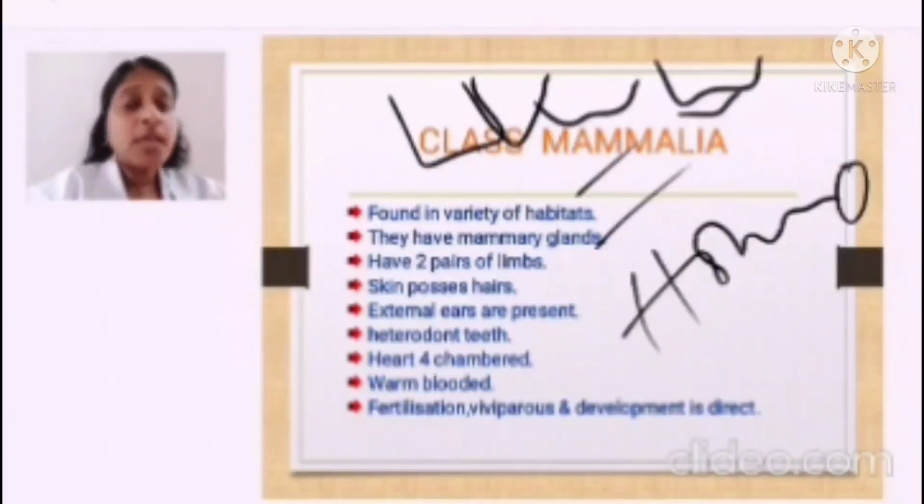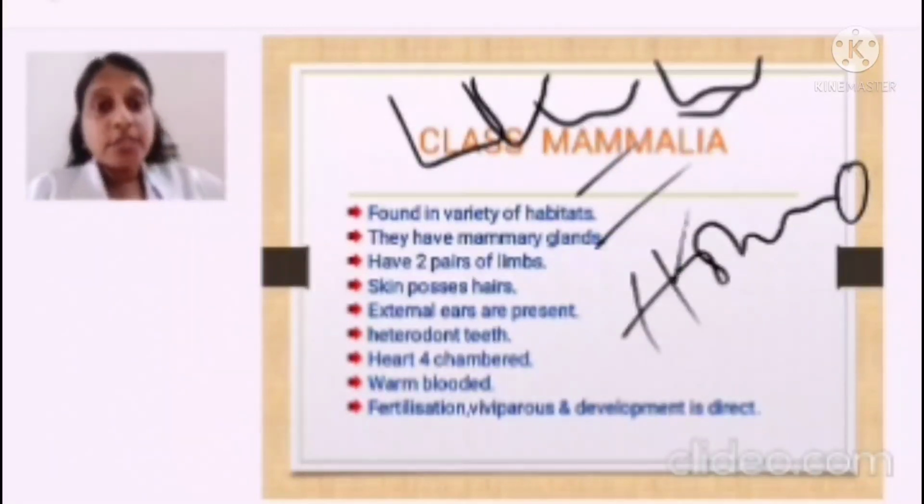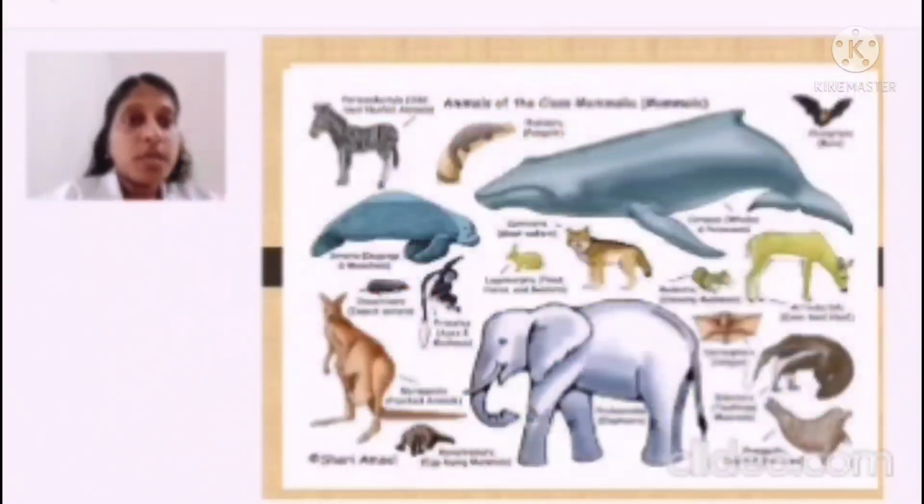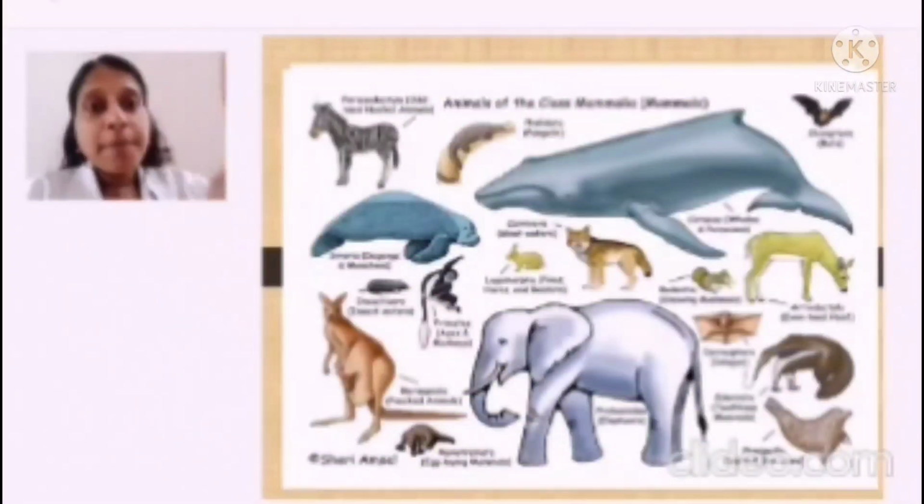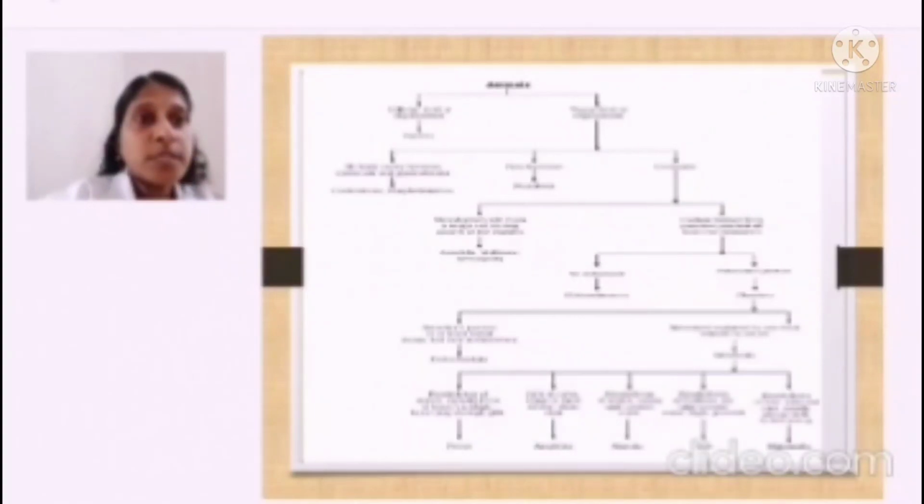Fertilization is internal. Viviparous, they give birth to young ones directly, and the development is direct, which means the young one resembles the adults, they are similar, no metamorphosis is present. Okay, so that is regarding the characteristic features of Mammalia. So these are all coming under Mammalia. Hope it's very clear.